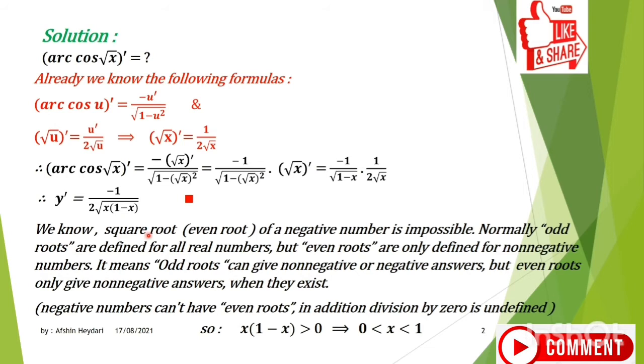We know a square root or even root of a negative number is impossible. Normally odd roots are defined for all real numbers, but even roots are only defined for non-negative numbers. It means odd roots can give non-negative or negative answers, but even roots only give non-negative answers when they exist.